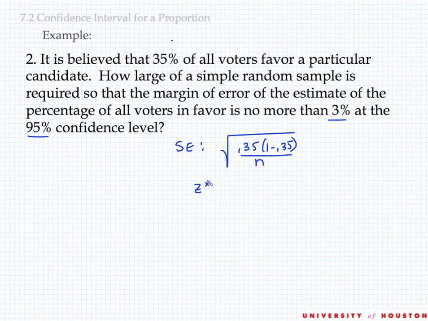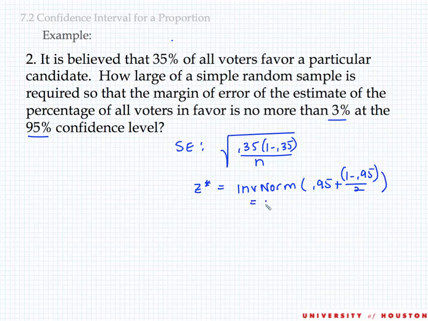Our Z star value will be the inverse norm or Q norm of 0.95 plus 1 minus 0.95 over 2, which will be inverse norm or Q norm of 0.975. This value comes out to be 1.96.